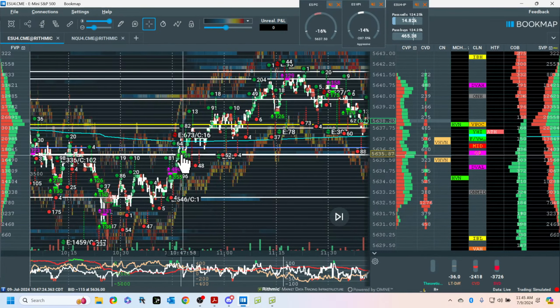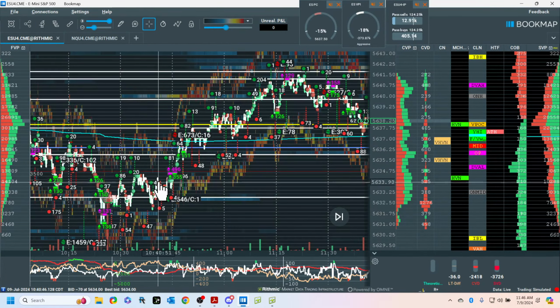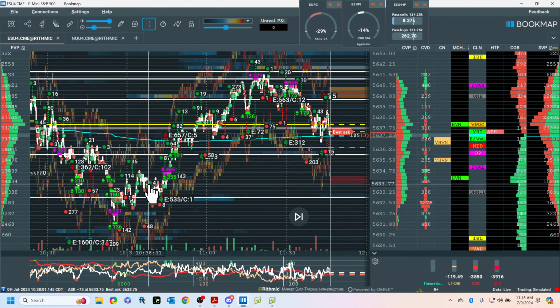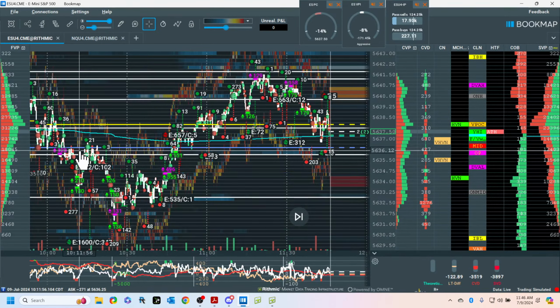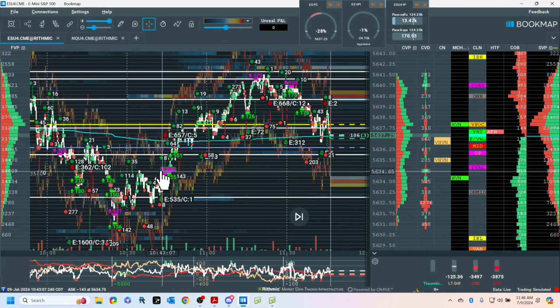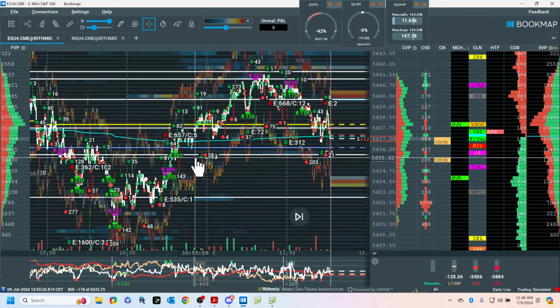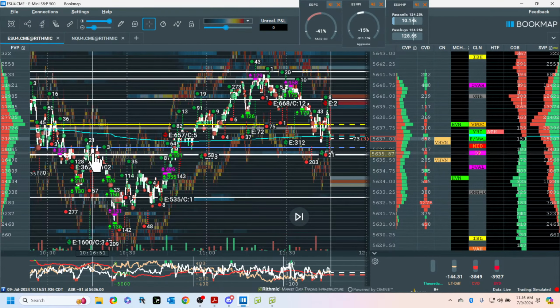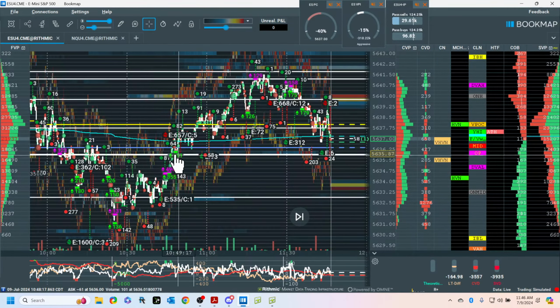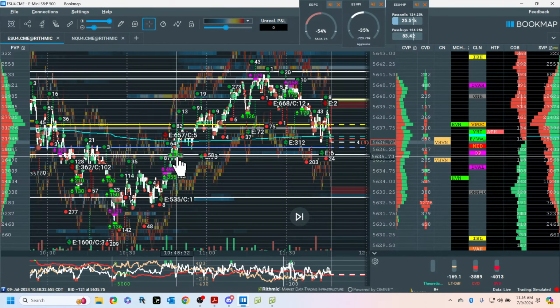This is support. See it? So now we can come down. So this is an area of support based on what happened here. So we're going to watch this. There was absorption here. And these are not trade recommendations. They are behavioral.